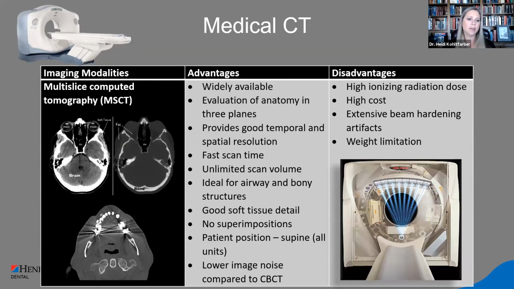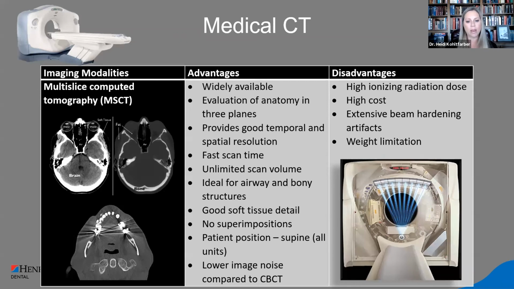All right, moving on to our medical CTs. They are widely available. We are able to see things in all three planes, but again, you're going to have to reformat in a certain plane. We can see good temporal and spatial resolution. I would say that our CBCTs are still probably overall going to be better. It has an unlimited scan volume, goes from your head to your toes very, very quickly.